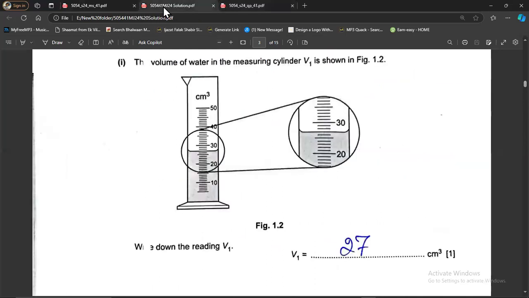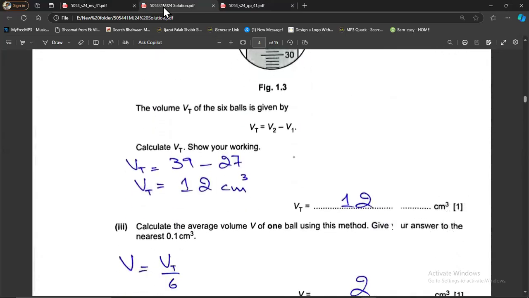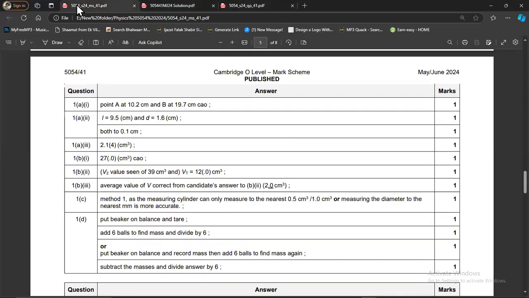We will just put in the values of V2 and V1, and then we will be able to find out. The reading of V2 is 39 and V1 is 27. So 39 minus 27 will be 12. So the volume of the 6 balls is 12. So what will be the volume of one ball? That is the main question. Okay, so our answer is right.